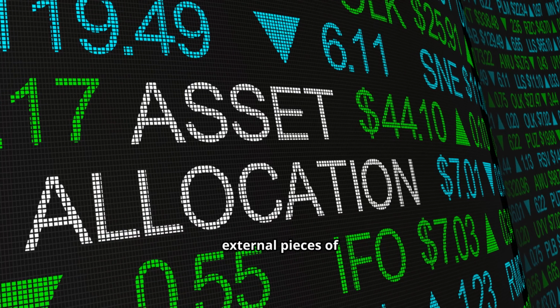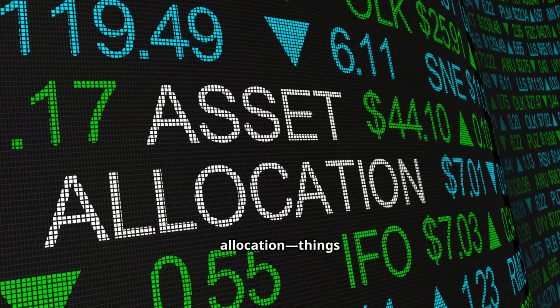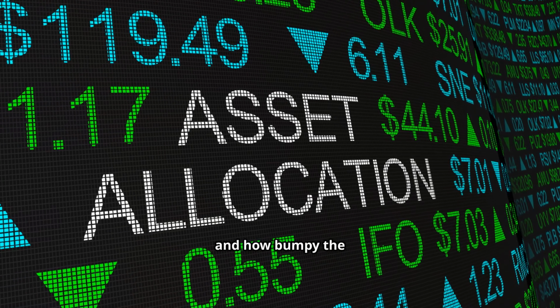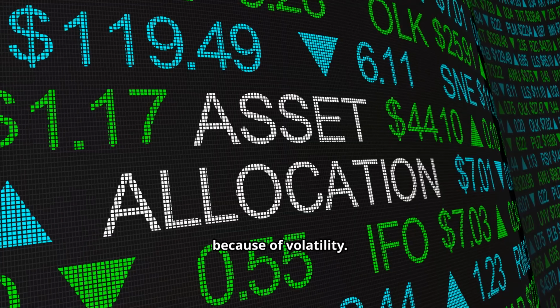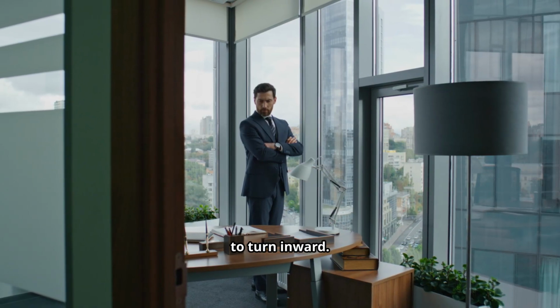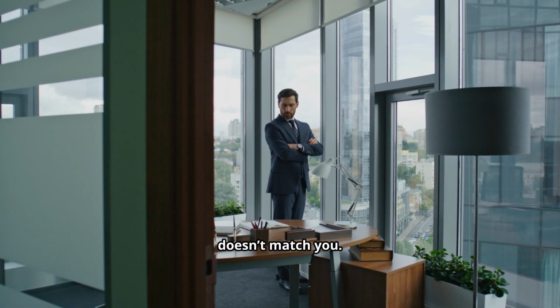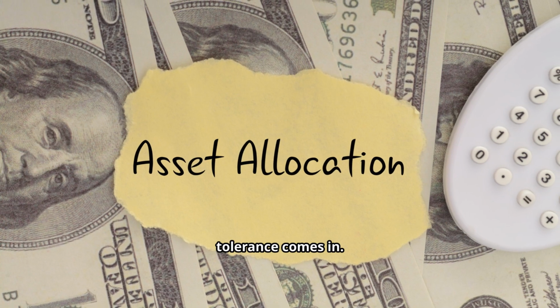So far, we've looked at the external pieces of asset allocation, things like what investments are available to you, how they interact through correlation, and how bumpy the ride might feel because of volatility. But now it's time to turn inward, because no matter how well structured a portfolio looks on paper, it won't work if it doesn't match you. This is where risk tolerance comes in.